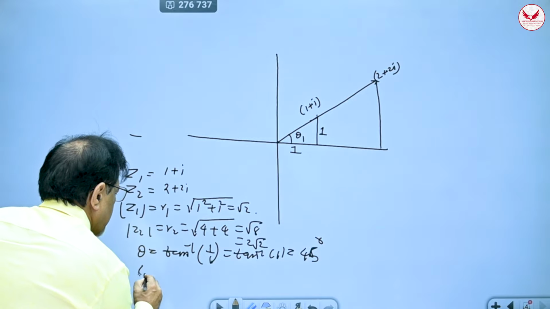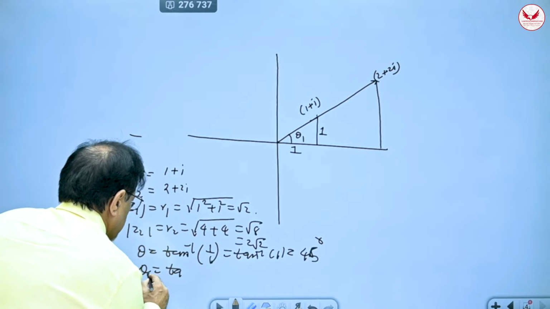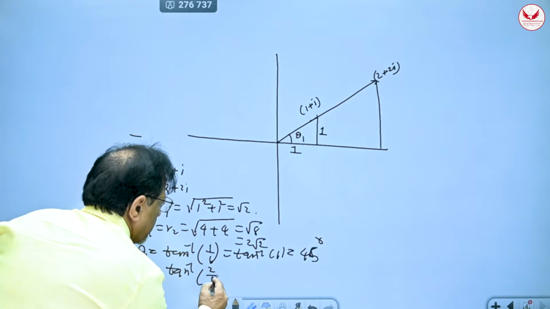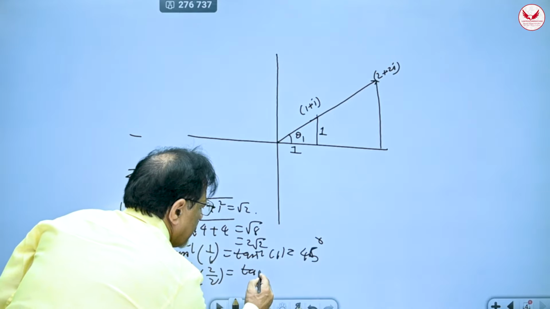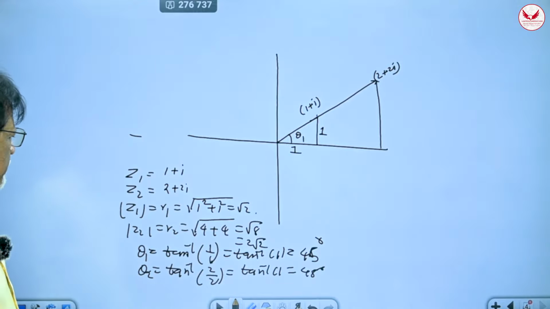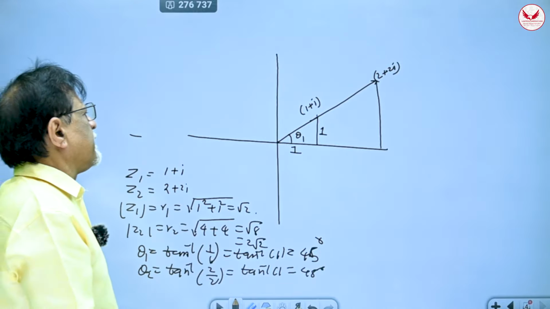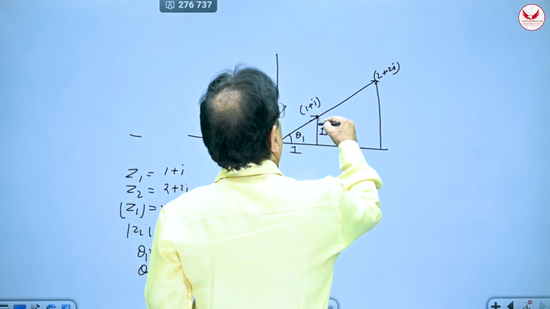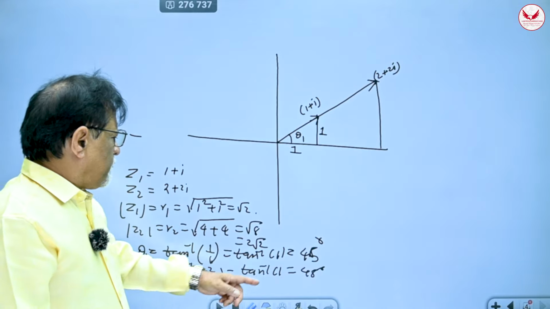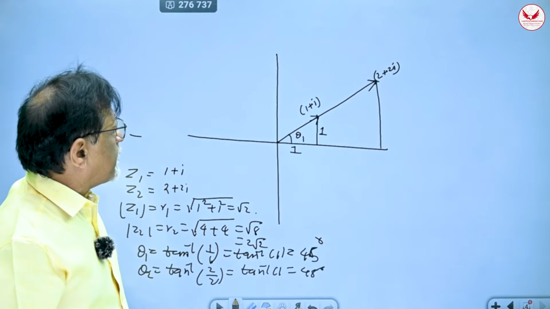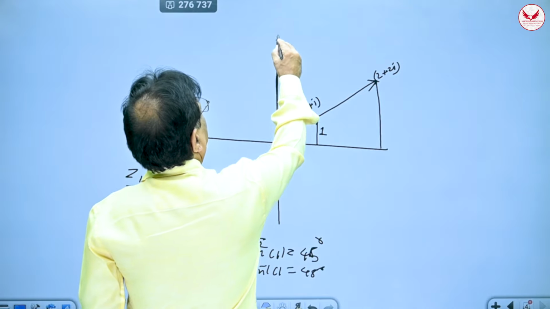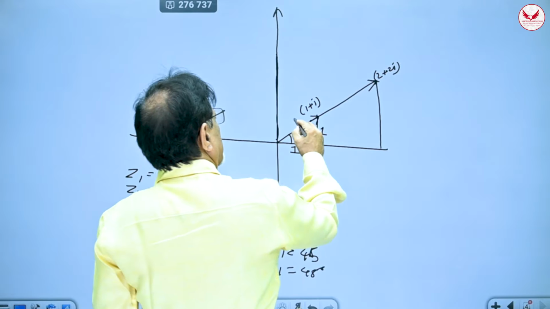Similarly, theta 2 will be tan inverse of 2 upon 2. That is again tan inverse of 1, which is also equal to 45 degrees. Okay? Now, if I multiply this vector with this vector, where will be the new vector? The vector will be adding the two angles. So 45 plus 45, it will be 90 degrees. So it will be along the y-axis, right?